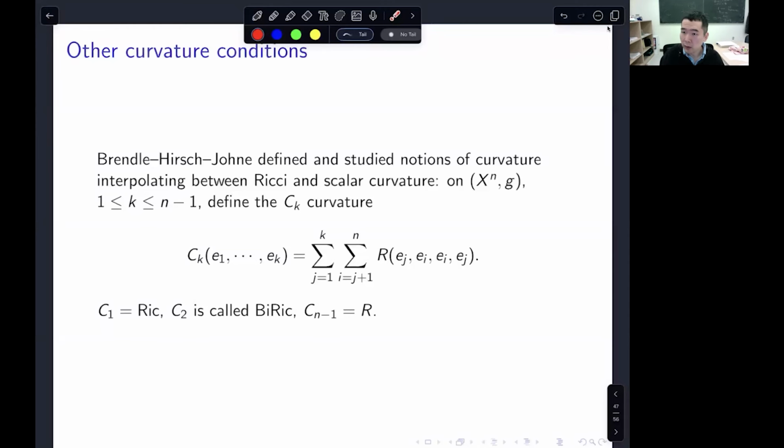Some special cases: C1 is just the Ricci curvature, and C2 is called the bi-Ricci curvature. I believe people have previously already studied bi-Ricci curvature. And C_{n-1} is our scalar curvature.